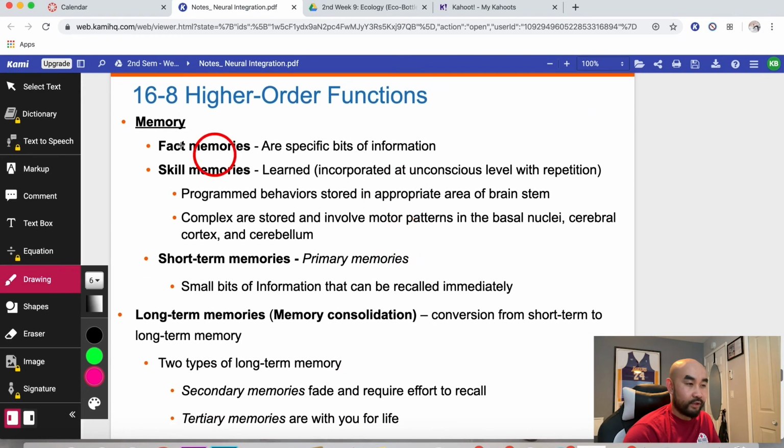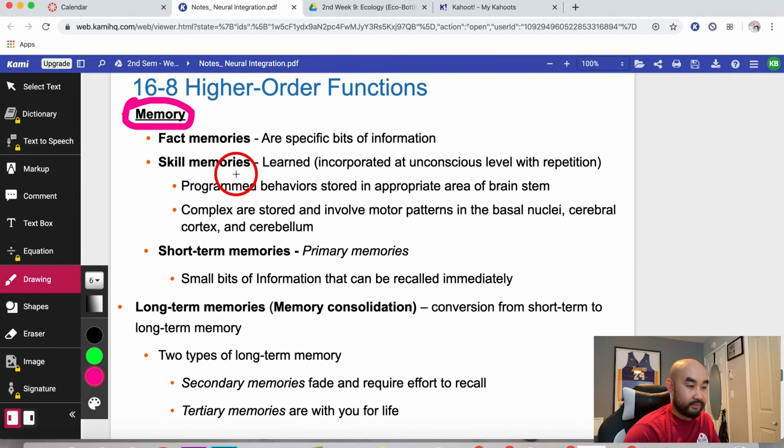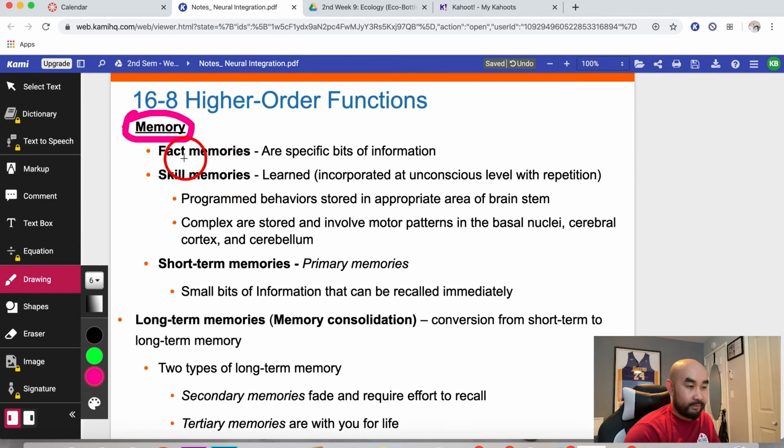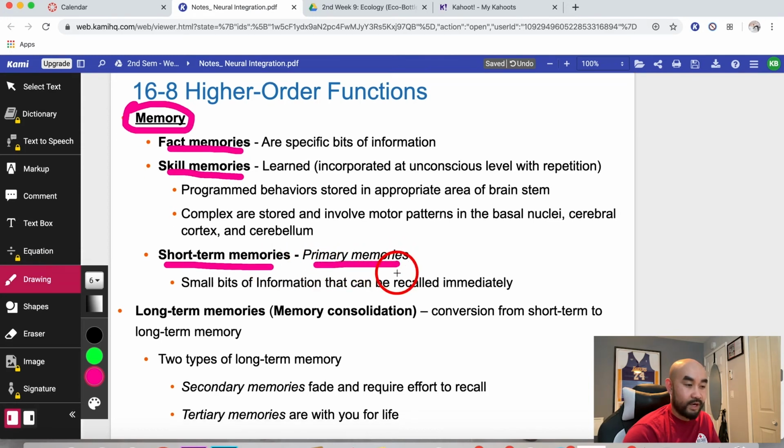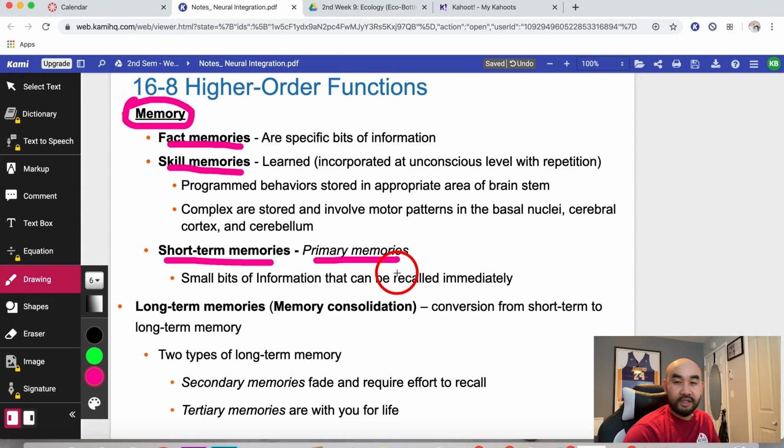All right, speaking of higher order, the first thing we want to focus on is memory. There are four types of memory: fact, specific information, right? There's skill memory, where you do things and you remember. And then there's short-term memory. First is what we call primary memory. It is memory that you can recall immediately, right?